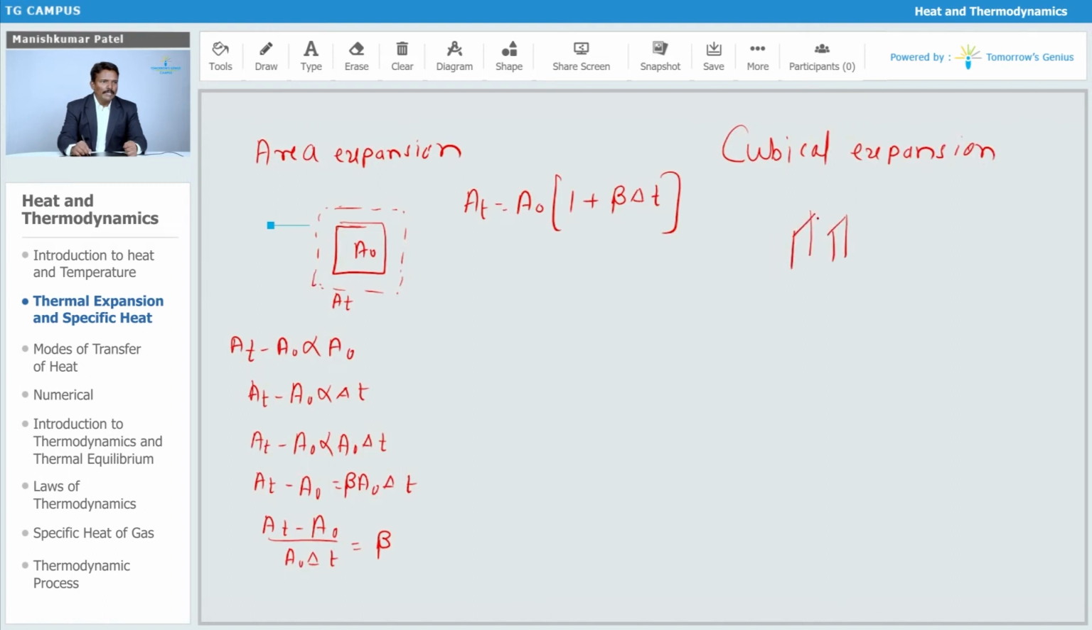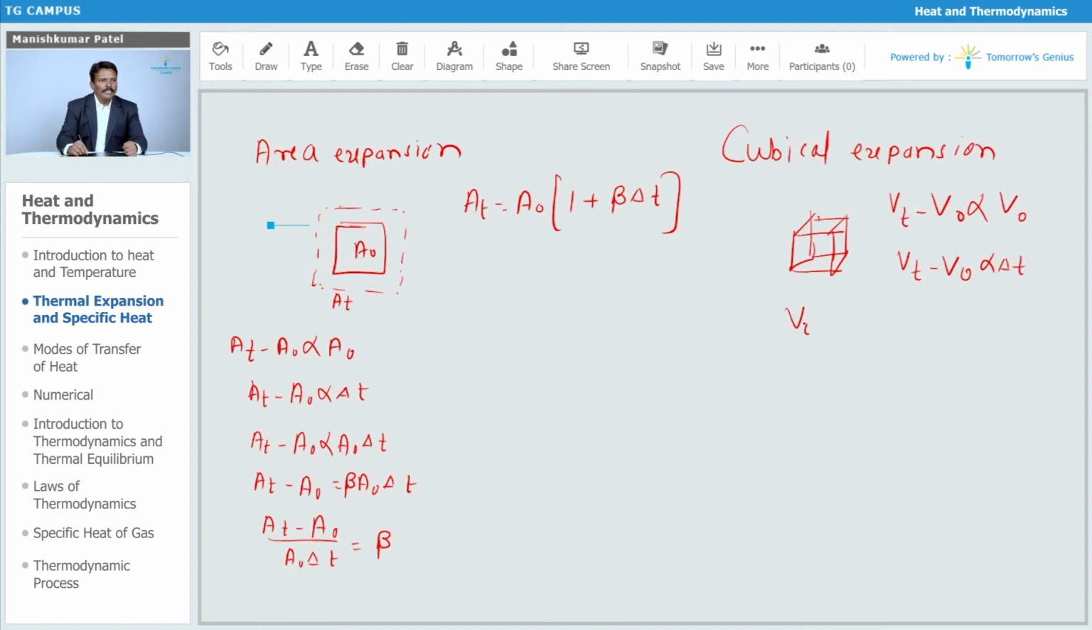Now when you provide heat to this cube, obviously this cube is going to expand in all directions. So the volume is going to change. This Vt minus V0, again you can say that it is proportional to V0. Again, this Vt minus V0 is proportional to delta T.